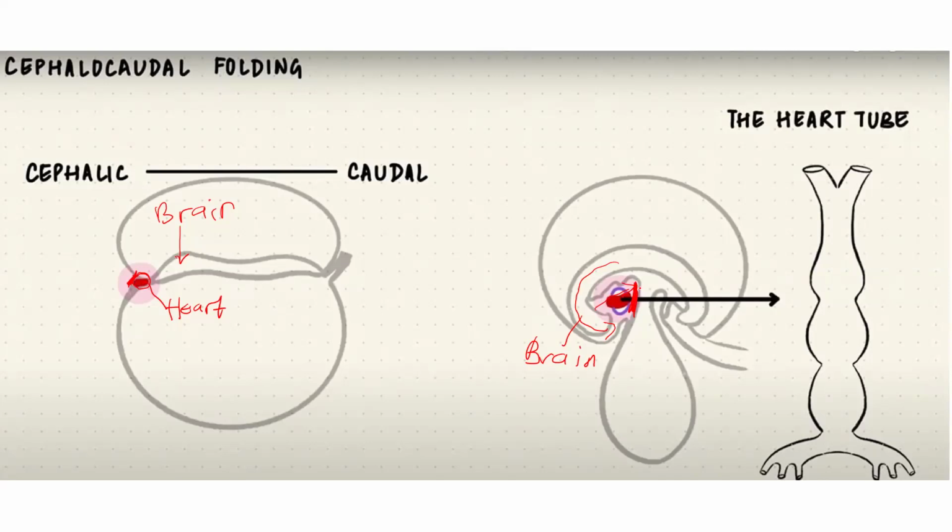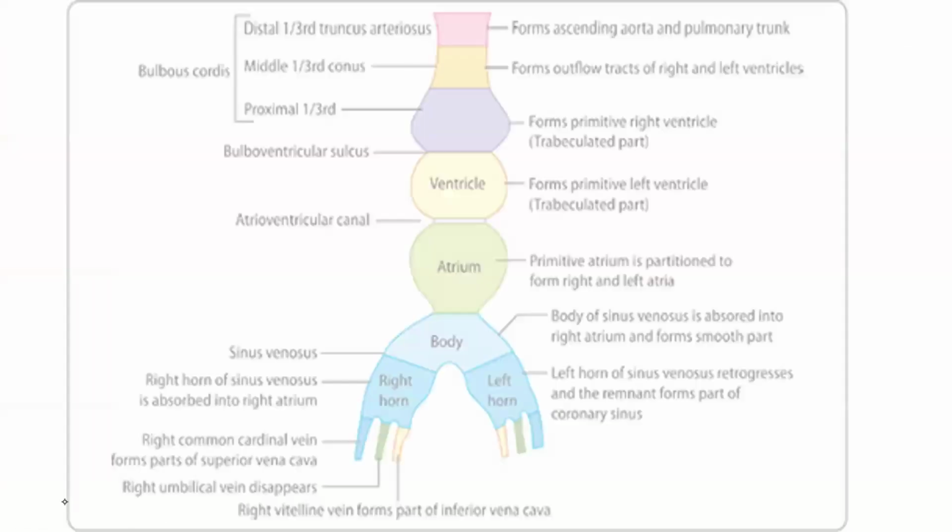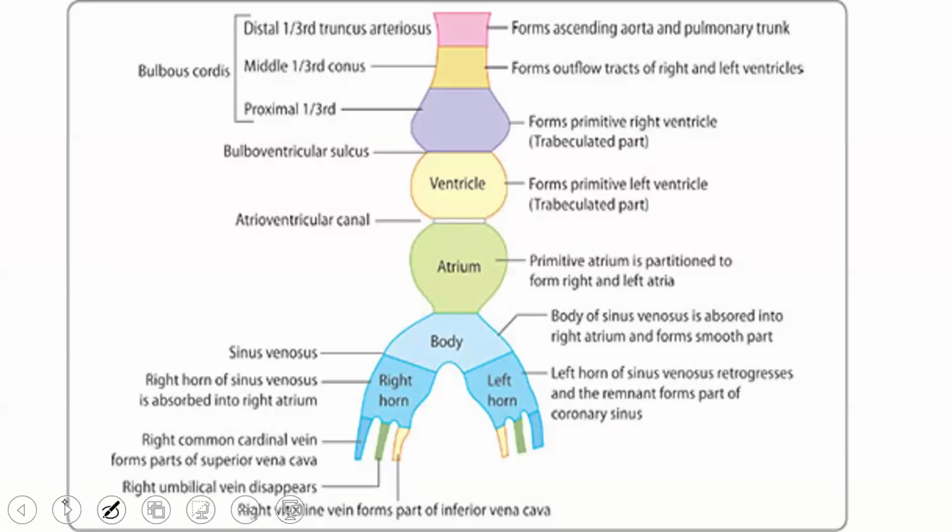Okay, so it forms the heart tube, and this heart tube initially is just a tube. But with time, it acquires dilatations. And now these dilatations are the ones which are named. So what are the parts of this heart tube? It has a sinus venosus, so that's the first dilatation. The second dilatation is the primitive atrium. The third dilatation is the primitive ventricle. Then the fourth dilatation is known as the bulbus cordis.